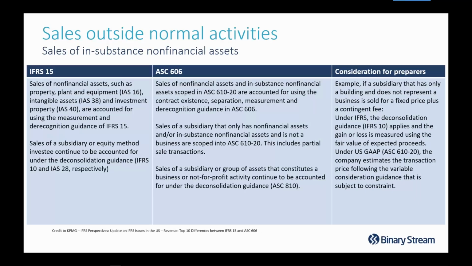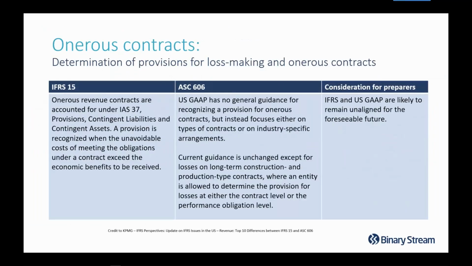All right. I'm not even going to talk a lot about this one. You'll get to read it as a slide. But you can have non-financial assets like buildings, plant, and equipment that get sold, and you have to account for it in a certain way. Under the IFRS 15, when you do that, it's just simply the gain or loss on the fair value of expected proceeds. So if I sold the building for $1 million and it was a $2 million building when I bought it, I got $1 million in losses, go ahead and take care of that. But under GAAP, you get to estimate the transaction price following a little principle or consideration guidance that is subject to constraints. So you've got some limitations, but you've got some flexibility under ASC 606 that you don't have under IFRS 15.